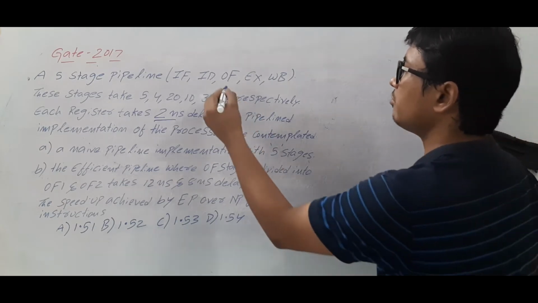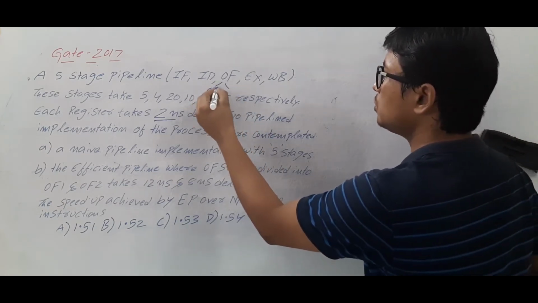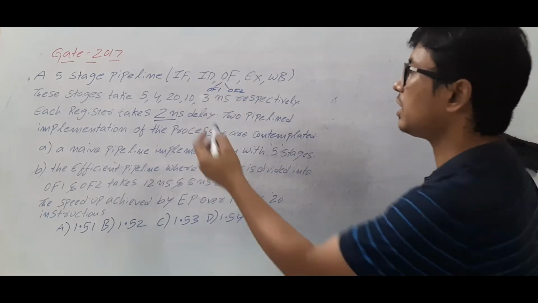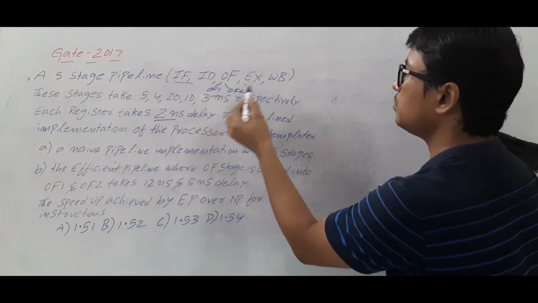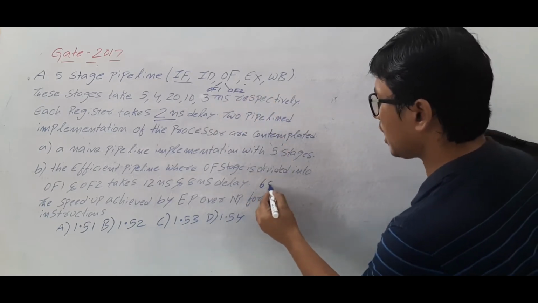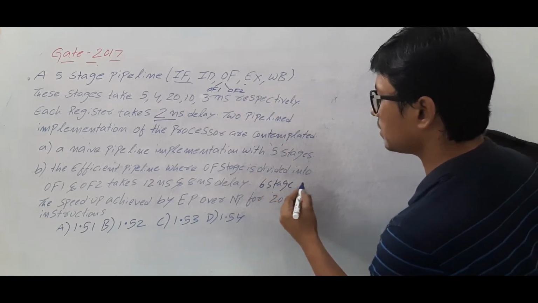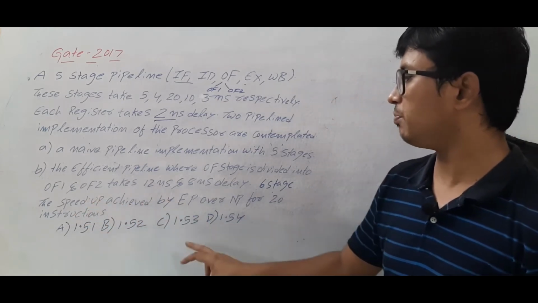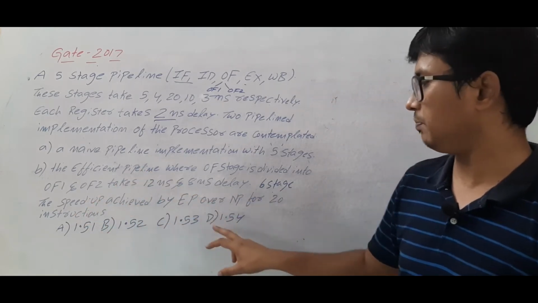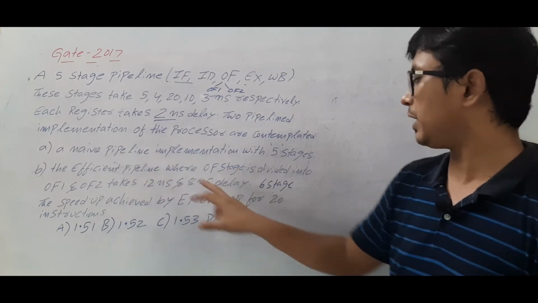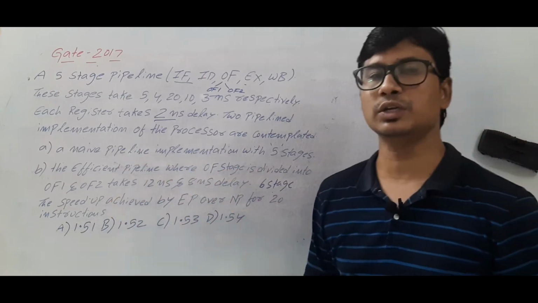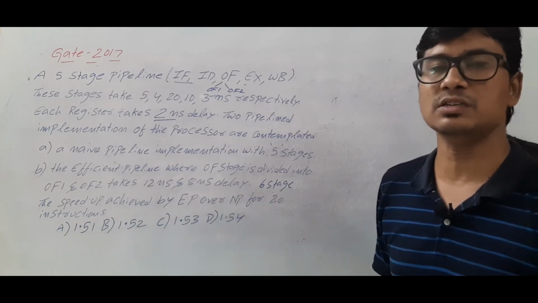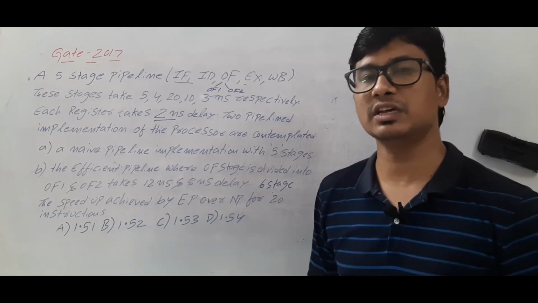So if you divide this one into two stages, OF1 and OF2, totally how many stages will you have? 2 plus 2 plus 2. So totally you will have a 6-stage pipeline. Now they are asking us to calculate the speedup achieved by the efficient pipeline EP over the naive pipeline NP for executing 20 instructions. And they have given 4 options. We need to find which is the right option.